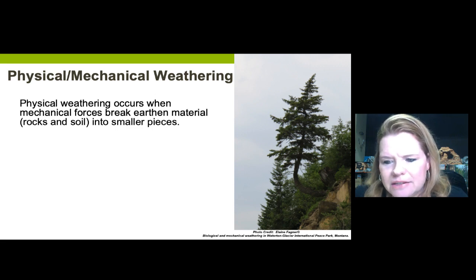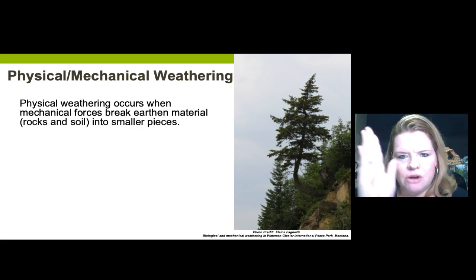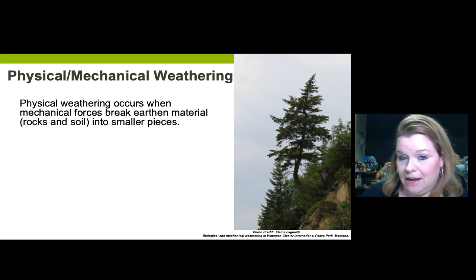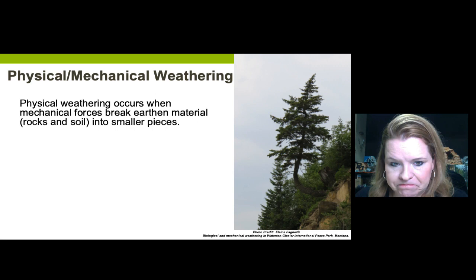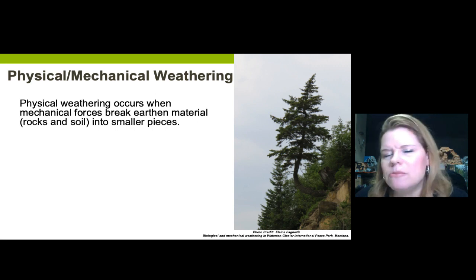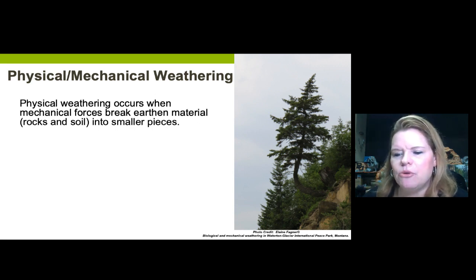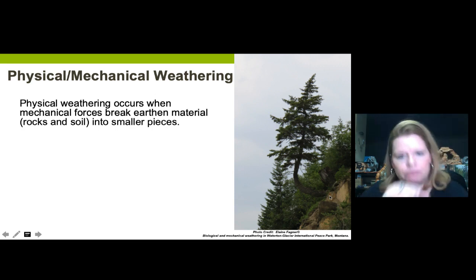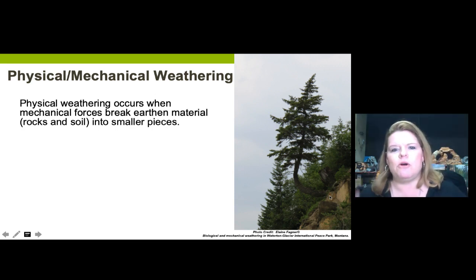You're looking at a tree that's growing out of the side of a cliff in Glacier National Park. You might wonder why it has a curved trunk. If you hang in a little longer this semester, you can find out why. That's kind of an important thing. But what happens in physical and mechanical weathering is some kind of process, and this involved the tree, so it could also be biological. But the presence of this root and the tree trunk actually mechanically split apart rocks.